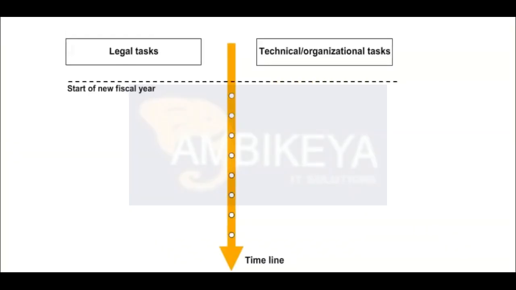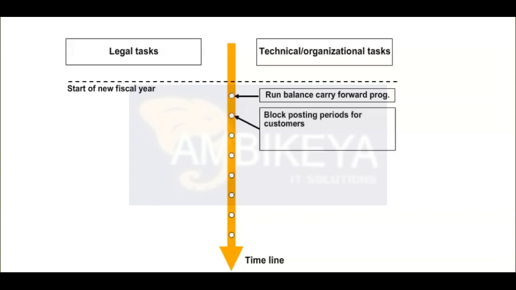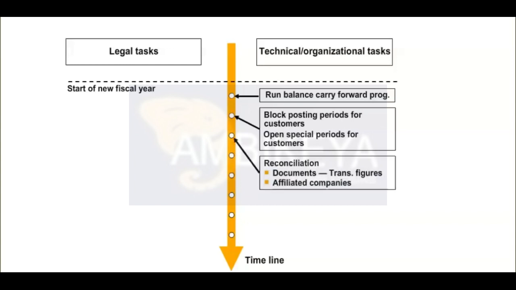At the start of the new fiscal year, the balance carry forward program is run. It ensures that the balance on customer accounts is carried forward to the new fiscal year. The posting periods of the old fiscal year are then blocked and the special periods for closing entries are opened. After this, the following closing operations are carried out.